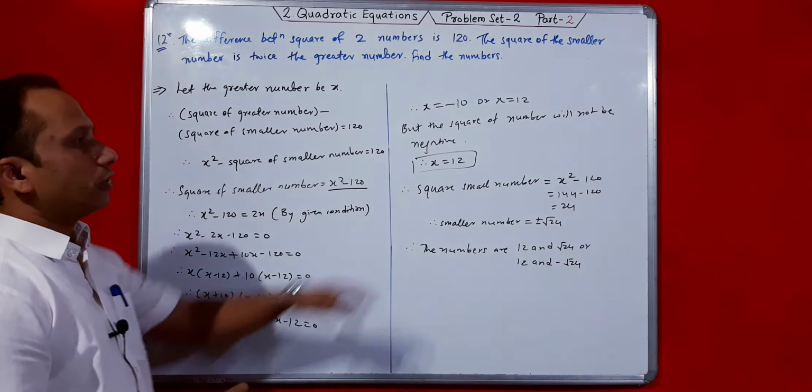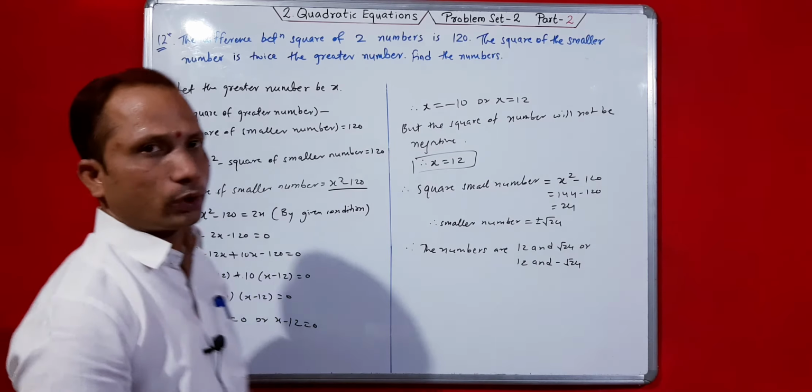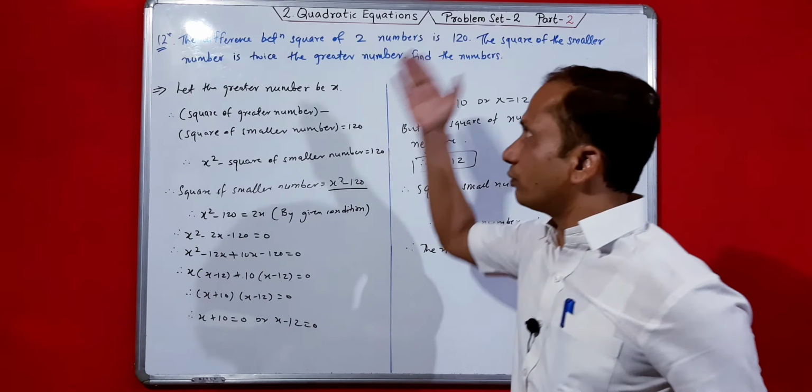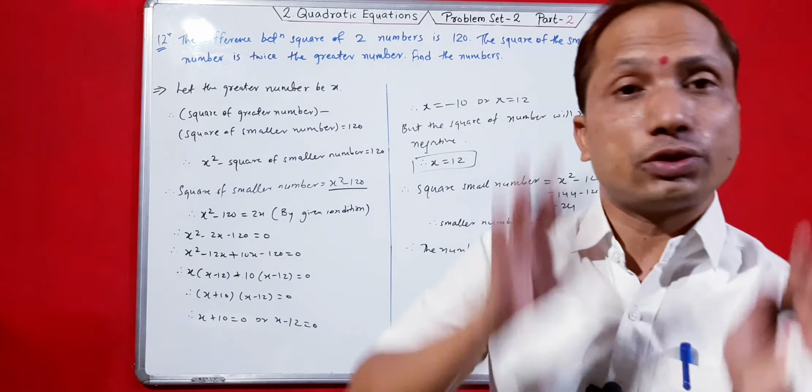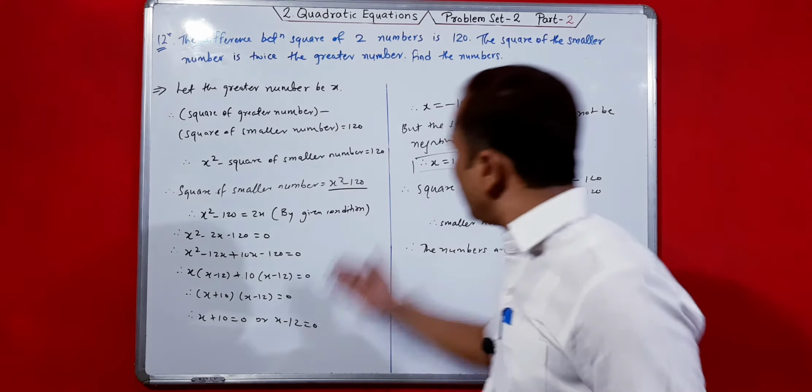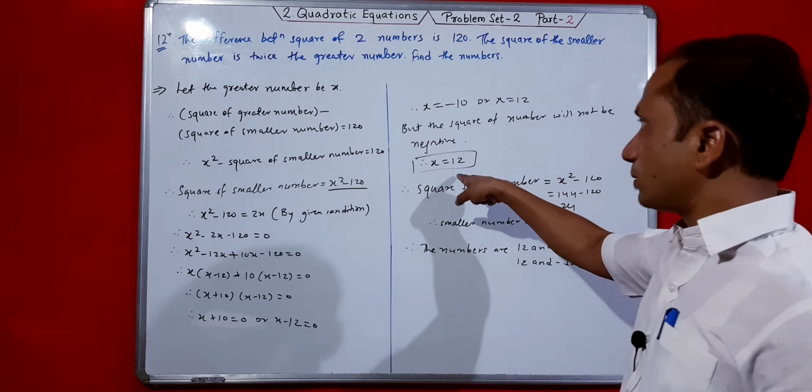Just follow these steps. In this way you have to solve this. This is problem number 12. Just don't forget the given condition. First you have to think about the given conditions properly, then proceed. You'll get this, but minus will not be accepted, so x is equal to 12.